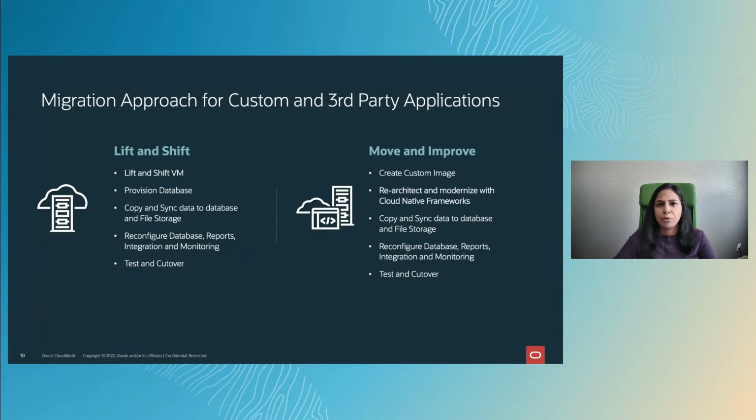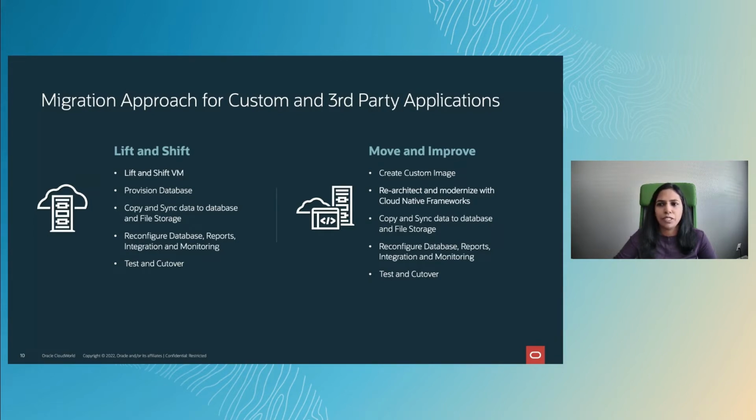The migration approach for custom and third-party applications can be either a simple lift and shift or move and improve. With lift and shift, we take your current footprint in terms of VMs, databases, and other data and do a lift and shift to OCI using cloud native tools, as well as automation tools that are available.